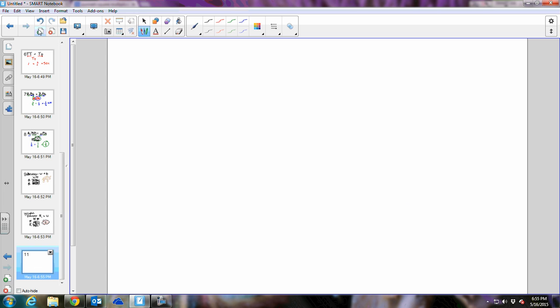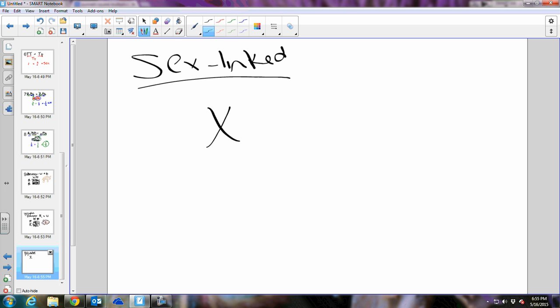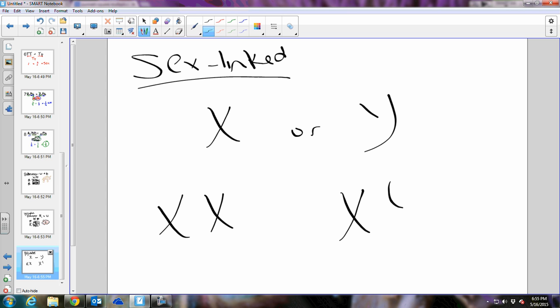Now, lastly, is this concept of sex-linked or X-linked crosses. Now, why is this a special thing? Well, sex chromosomes are different from autosomes. Autosomes are just your normal chromosomes. Sex chromosomes are either your X or Y chromosomes, whereas the female has two X's and the male has an X and a Y. Well, why is this different?